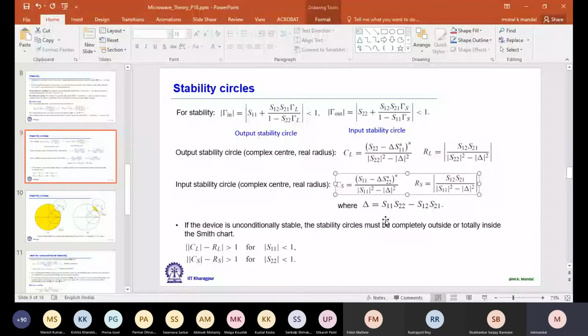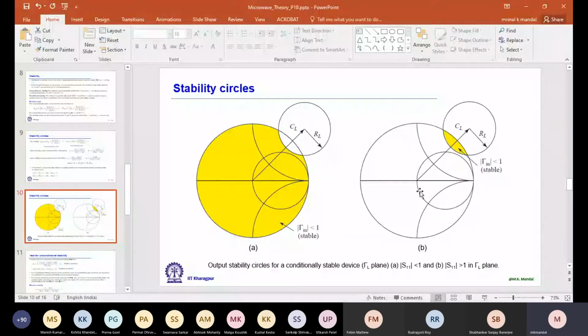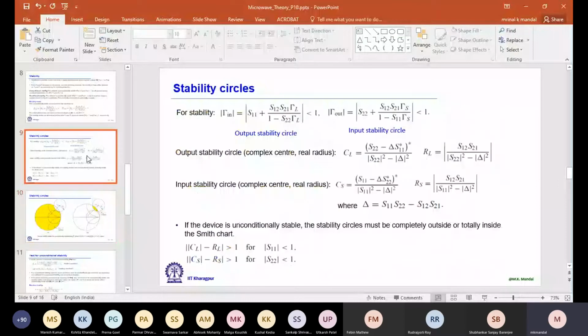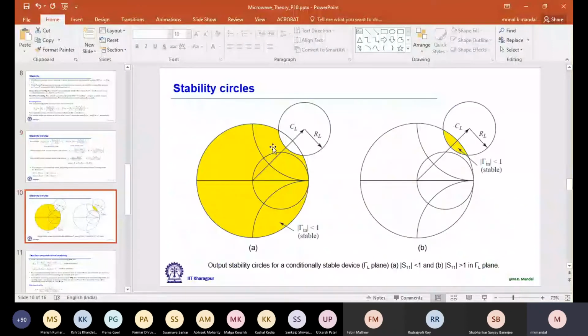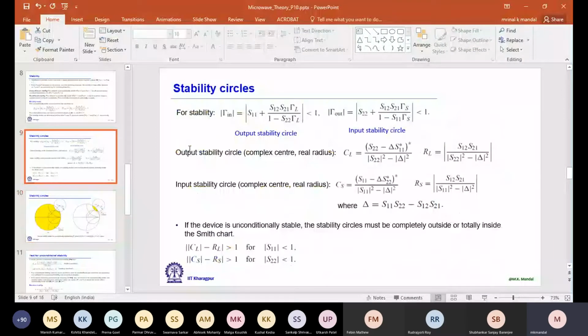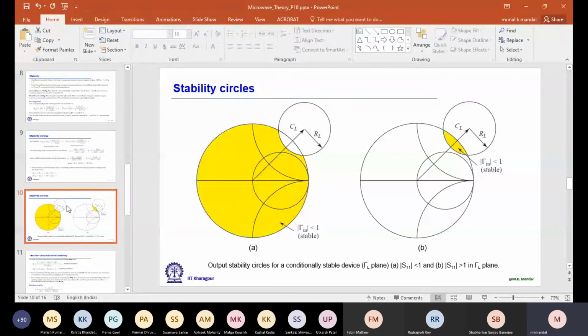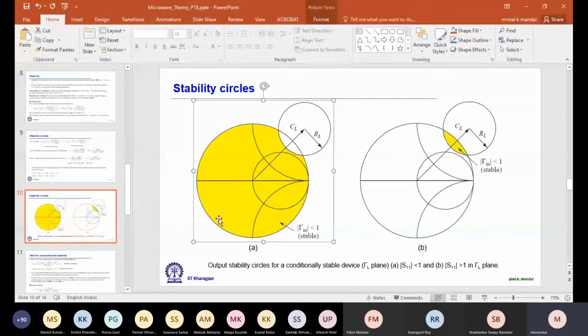Now we already have two circles, so we can draw the circle like this. Let us consider only the CL, RL case, the first case, the output stability circle. This is the Smith chart, and for a given value of S parameter, which is due to the amplifier itself without any matching network, we calculate the value of CL, RL, and then plot the circle. So let us consider the first one. This is the Smith chart, and this is the stability circle we got from calculation.